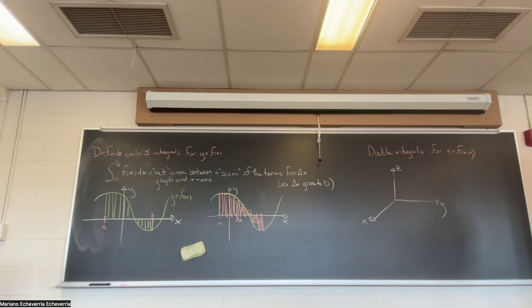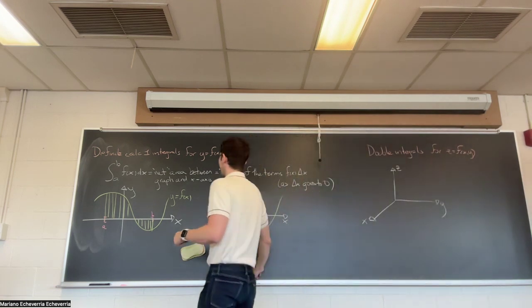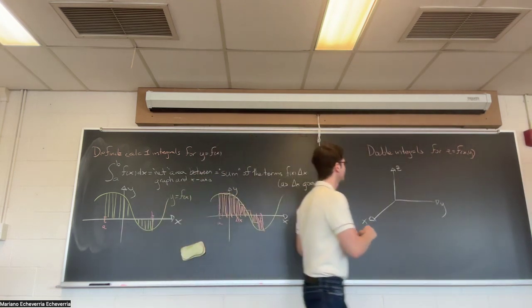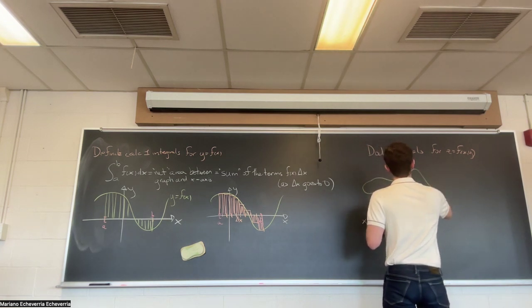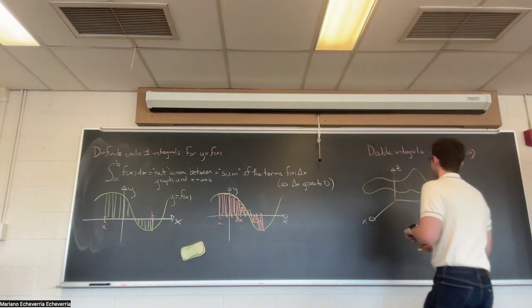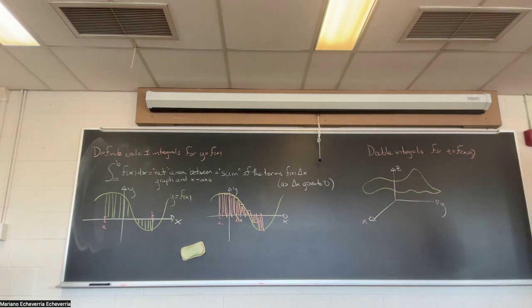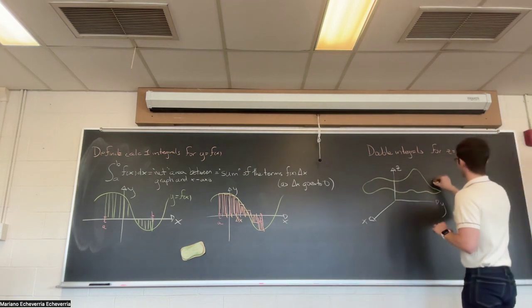So the idea is going to be that now you look at the graph of the function, and remember the graph of a function of two variables is some sort of surface. So you have some sort of surface in space. This is a little bit trickier to draw, so I'll just draw something simple like that.